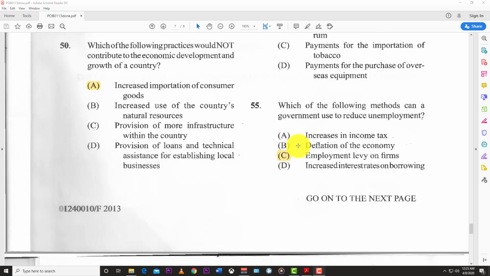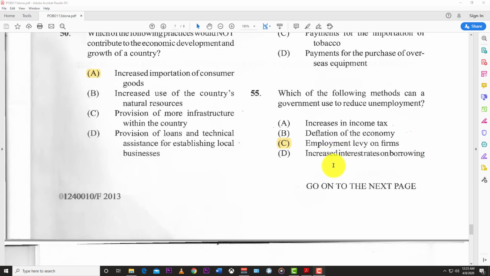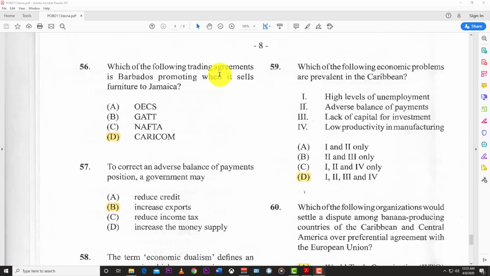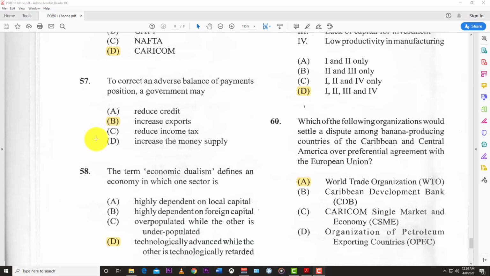55, which of the following methods can the government use to reduce unemployment? And of course the answer is C, employment leveling firms, meaning that they pay the firm some money to train employees and stuff like that. 56, which of the following trading agreements is Barbados promoting when it sells furniture to Jamaica? Of course, that's CARICOM members.